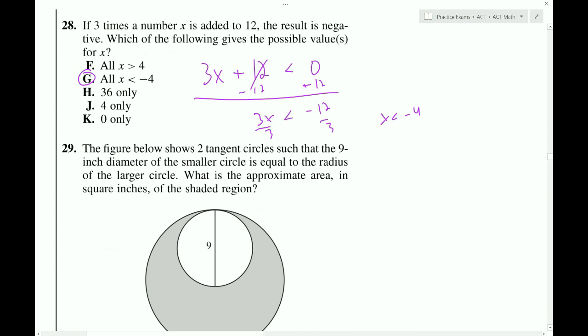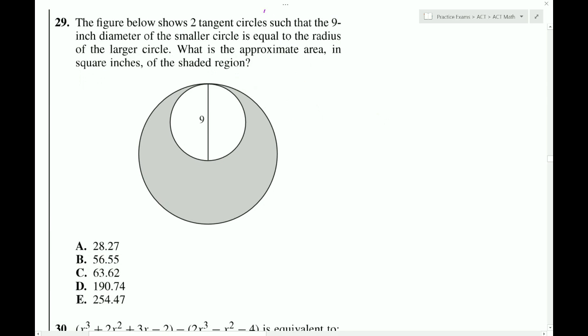Choice G. The figure below shows 2 tangent circles such that the 9-inch diameter of this is equal to the radius of the larger. Which is the approximate area of the shaded region? All right, so we need to find the area of both circles and then subtract. So let's go for area of the big. It's going to be pi r squared, where r here is the radius of the big. So radius of the big is 9. So we plug that in. 9 squared is 81. So this is 81 pi.